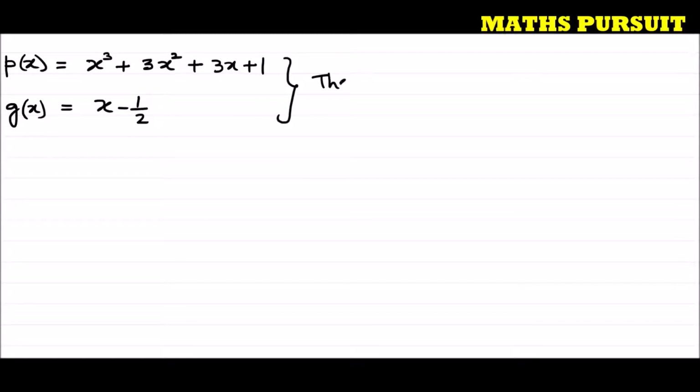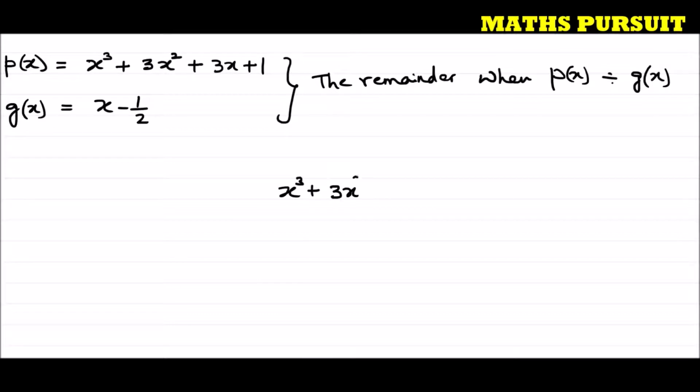To find the remainder when p(x) is divided by g(x), let us follow the long division method. So here we have x to the power 3 plus 3x to the power 2 plus 3x plus 1. Guys, we are following the long division method.